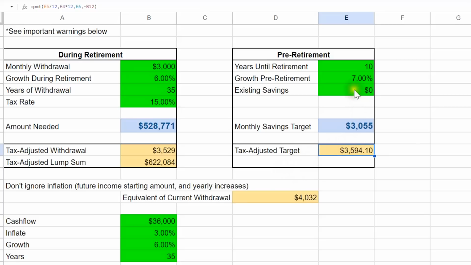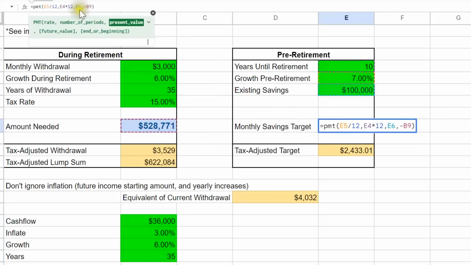So going back to the oversimplified version here, ignoring some taxes, ignoring inflation, of course, we're going to say, what if you needed $528,000 at your retirement date, but you already have $100,000 saved? Well, in that case, you might only need to contribute about $1,900 per month because you already have some of that money saved up, and that will hopefully grow at the rate you assume.